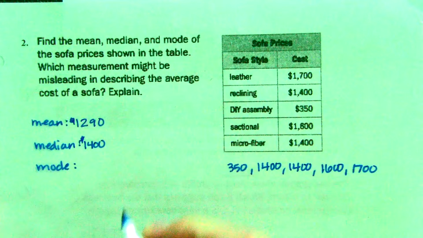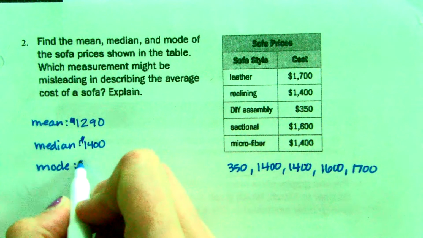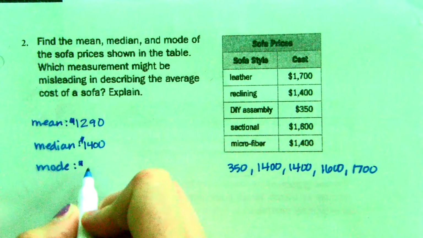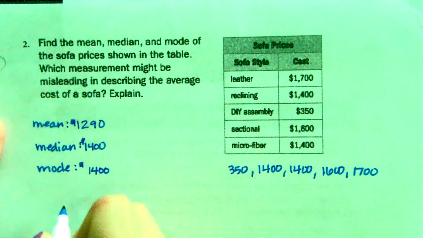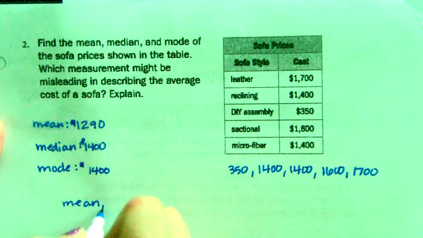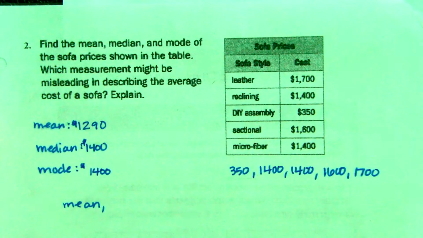Okay, so after I found my 3 different measures, now I can answer my question. Which measurement might be misleading in describing the average cost of the sofa? I want to know out of these 3 values, which one doesn't represent most of our data. When I look at these, I would say the mean is misleading, because it's only representing the lower numbers of our data. If we were to graph these, 350 would be what we call an outlier. That's one that throws our data off.